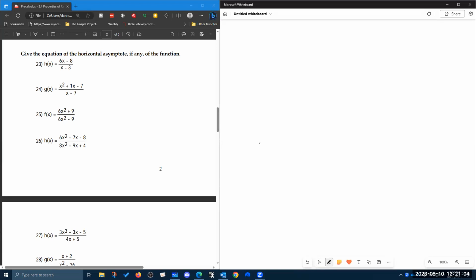So let's go ahead and look at number 23. H of x is equal to 6x minus 8 over x minus 3. There's an invisible 1 there that I'm going to need. Because the degree of the numerator and denominator are the same, the rule tells us that our horizontal asymptote is going to be y equals the leading coefficient of the numerator divided by the leading coefficient of the denominator. It's going to be y equals 6.